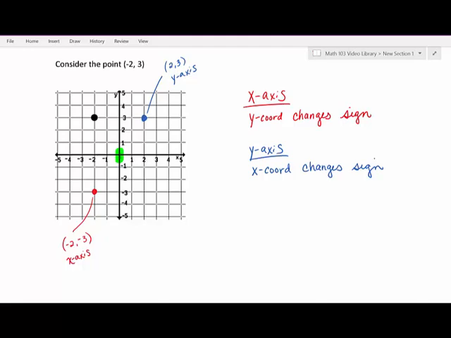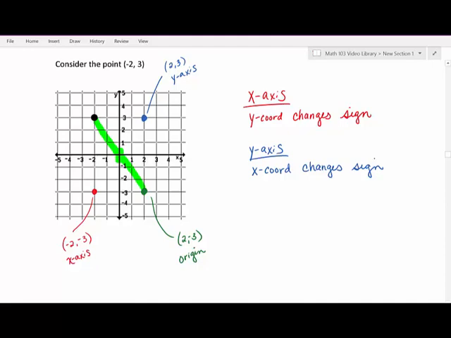So our original point, (-2, 3), is in the second quadrant. Diagonal to that is the fourth quadrant. So I should have symmetry between these two quadrants diagonally. So if we follow that diagonal line, we would have the point right here at (2, -3). That's the point we get for symmetry with respect to the origin.